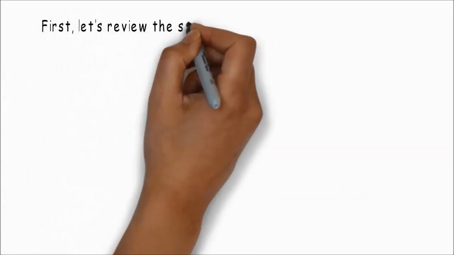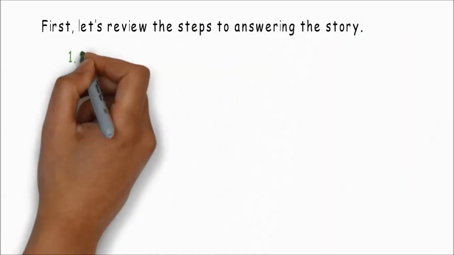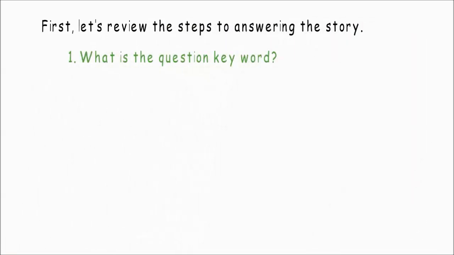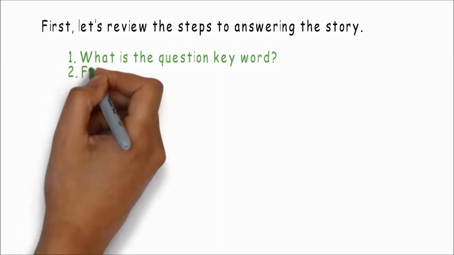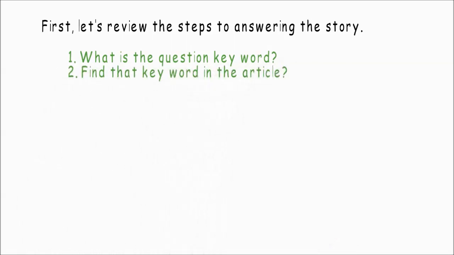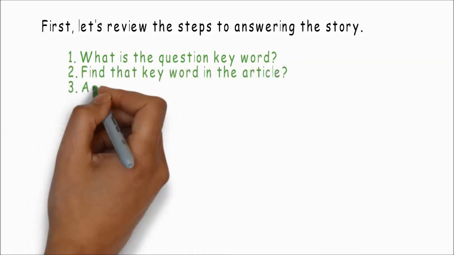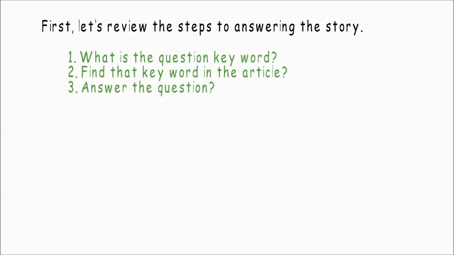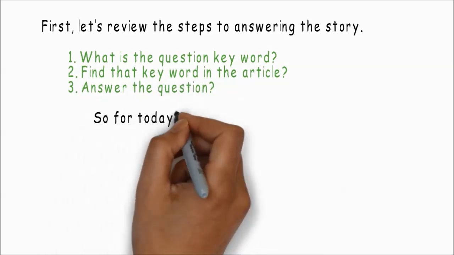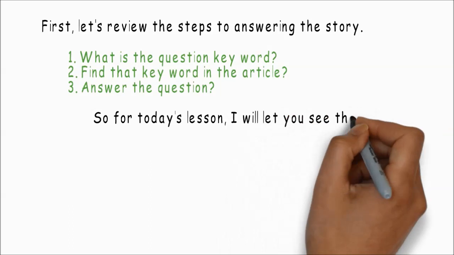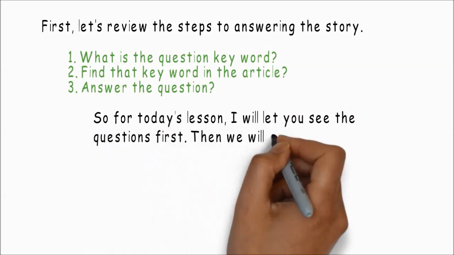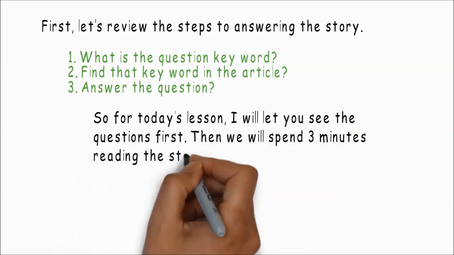First, let's review the steps to answering the story. 1. What is the question keyword? 2. Find that keyword in the article or story. And 3. Answer the question. So for today's lesson, I will let you see the questions first. Then we will spend 3 minutes reading the story.